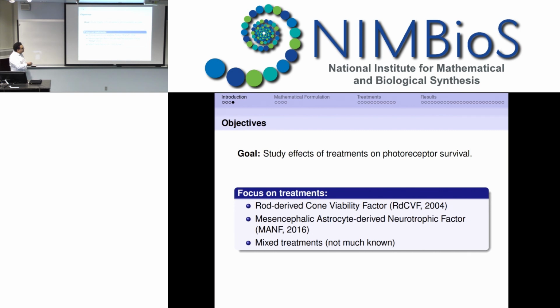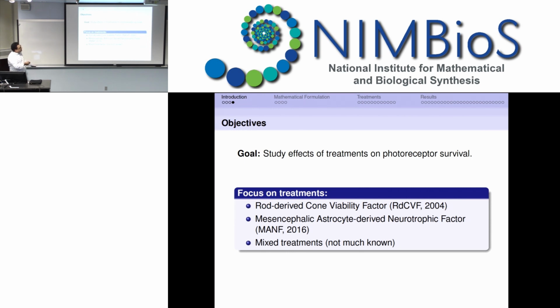There's a couple of treatments that have been published and that we are focusing on. The first one is from 2004, and it refers to a protein that's administered to the cones directly, and it helps to lengthen their survival. The acronym is RDCVF, and it stands for rod-derived cone viability factor. The scientists in France who discovered this protein coined this term, RDCVF.